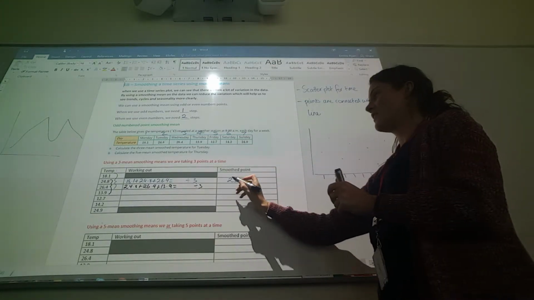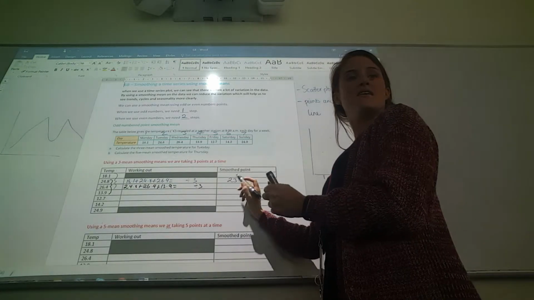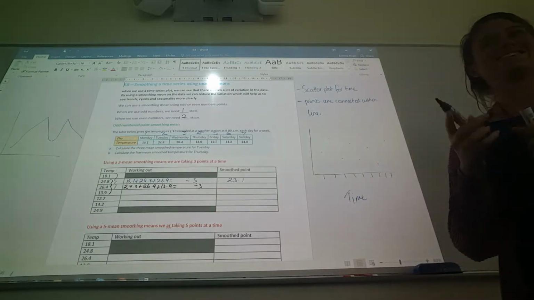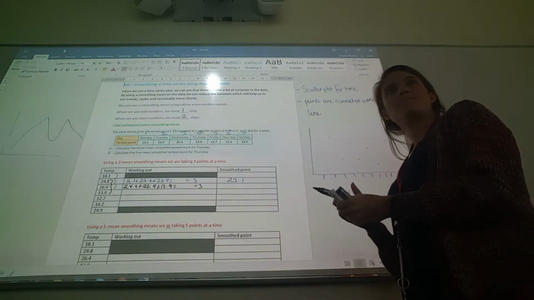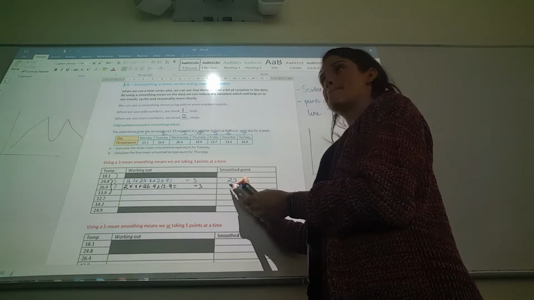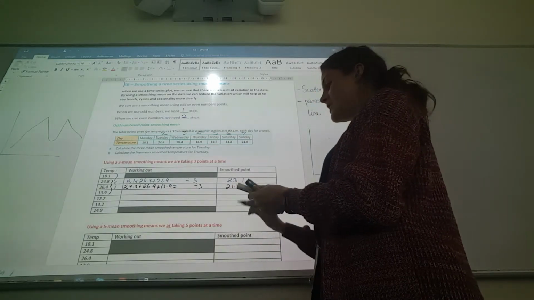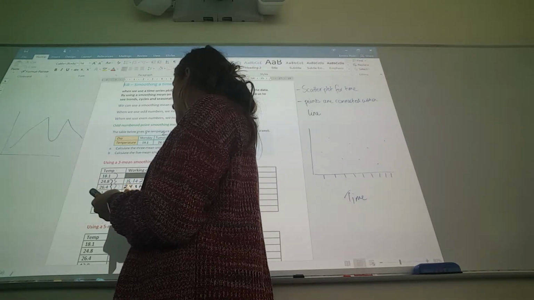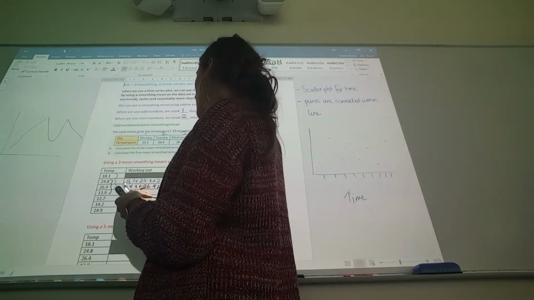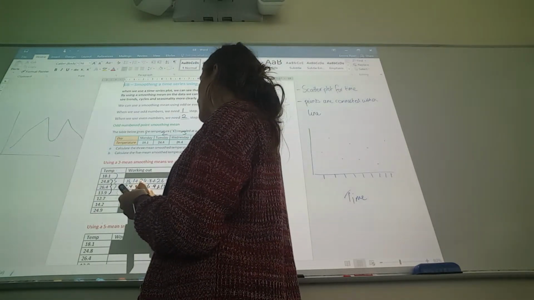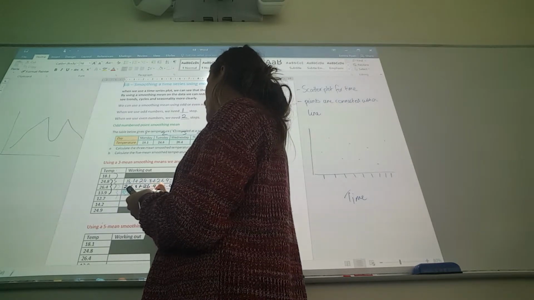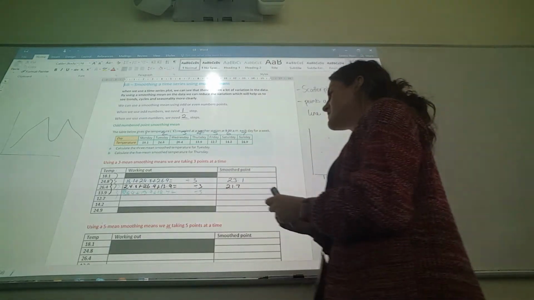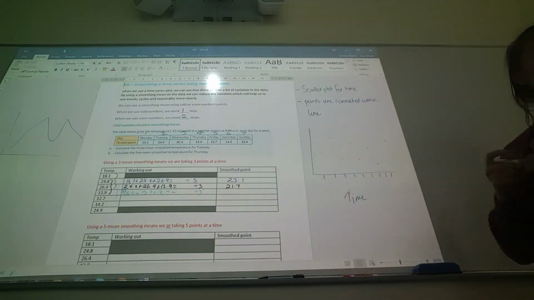And what do we get? 21.7. And then we do the same with the next 3. So we've got 26.4 plus 13.9 plus 12.7. Divide that answer by 3.